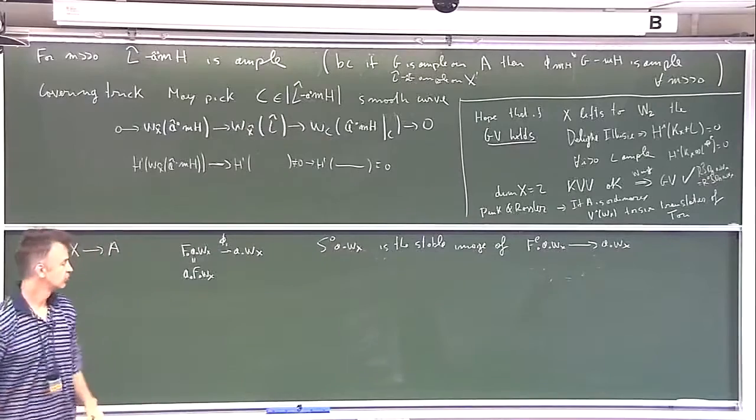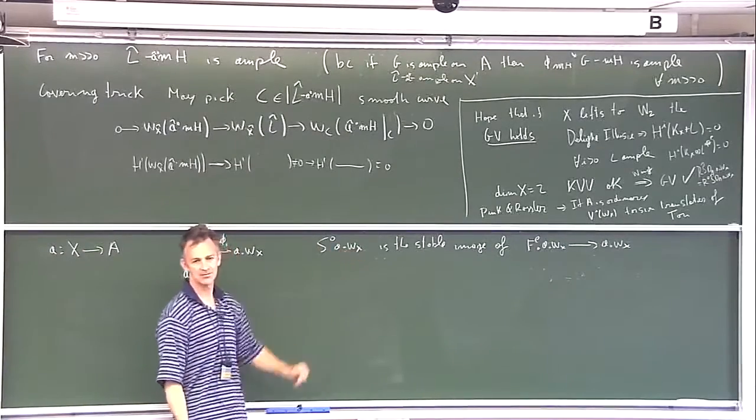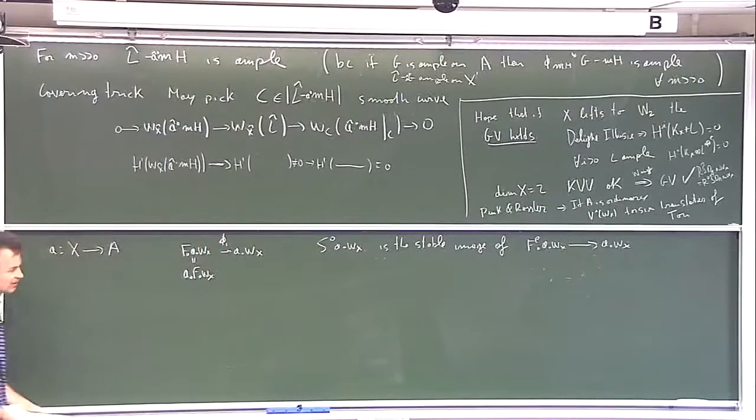So you almost feel like it should have been called an F0, because it's with respect to the Frobenius map. I'm not sure where the name S comes from. Does anybody know why it's called S0, A lower star?